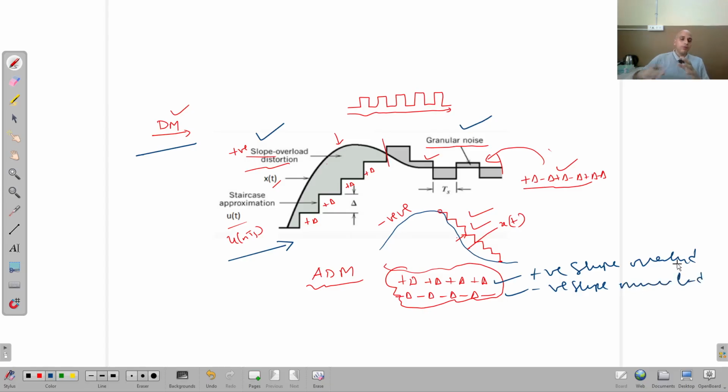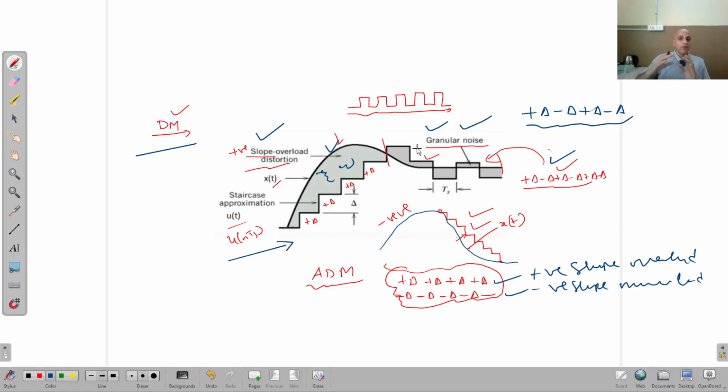Due to these problems we are not able to encode the information in the proper way. There is a lot of gap between the actual information and the approximated staircase waveform. Because of it, when we recover the information at the receiver, we are not able to recover the original information. The same thing happens when we get plus delta, minus delta, plus delta, minus delta. This kind of variation is called granular noise, and I have explained it in the earlier lecture also.